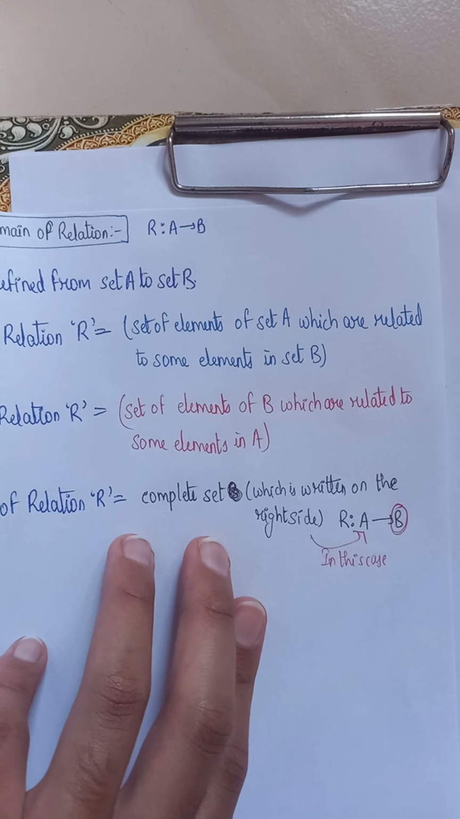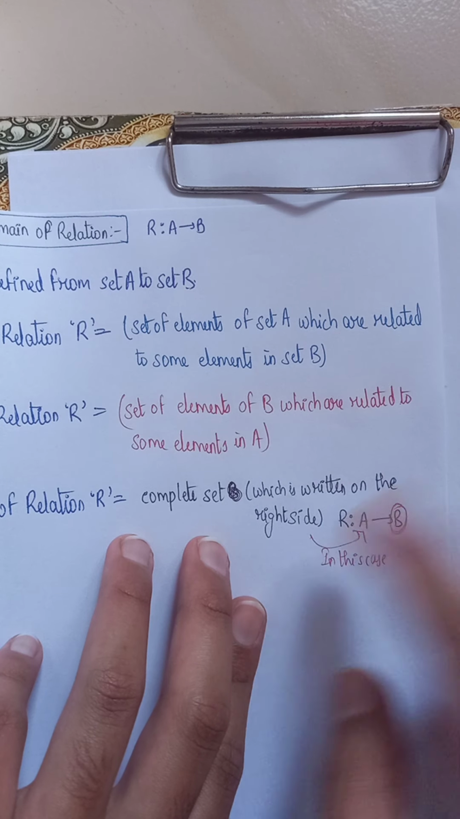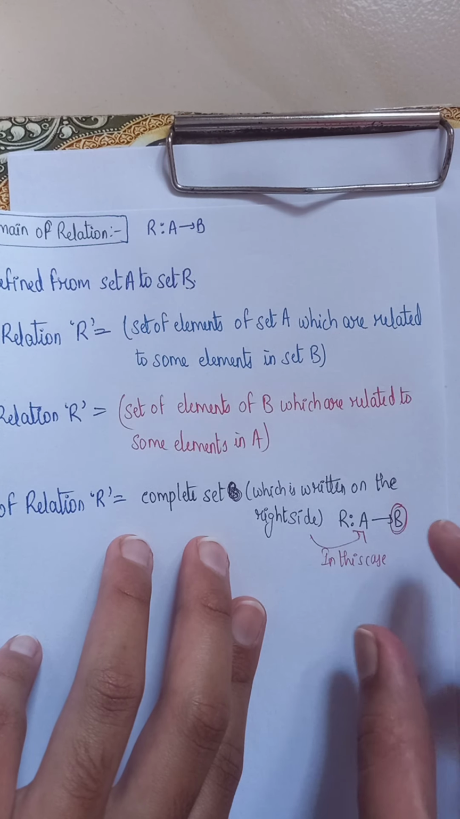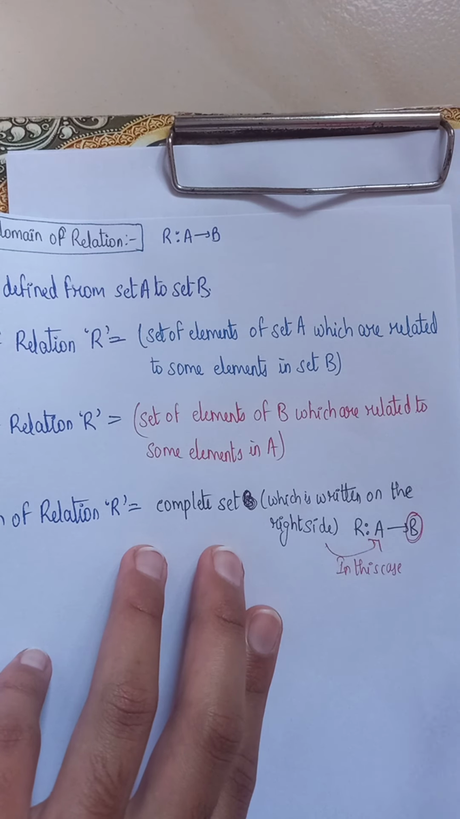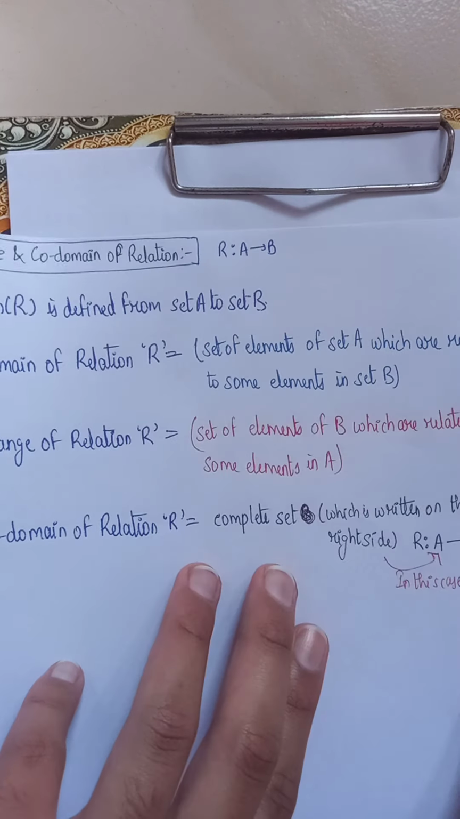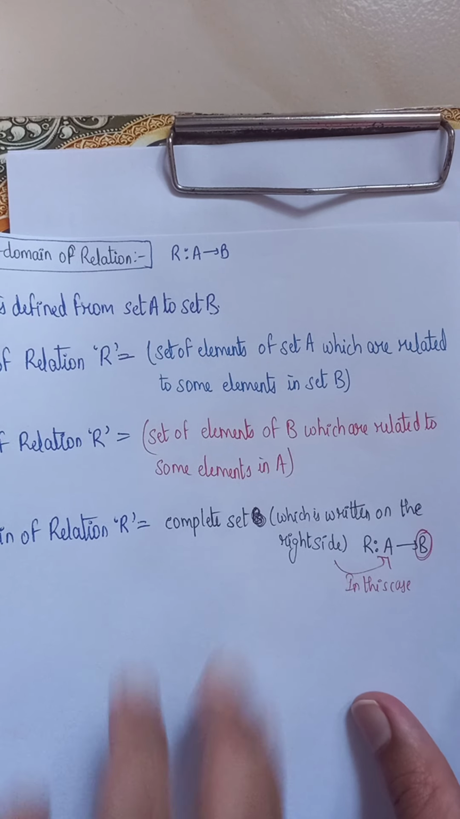So codomain of relation R means the complete set which is written on the right side. Here, B is written on the right side. So in this case, the codomain of the relation R is set B.